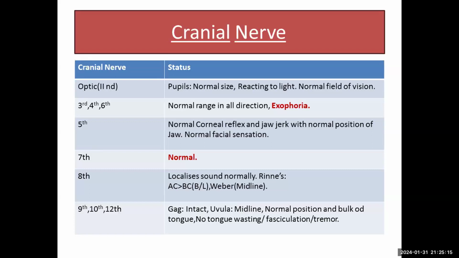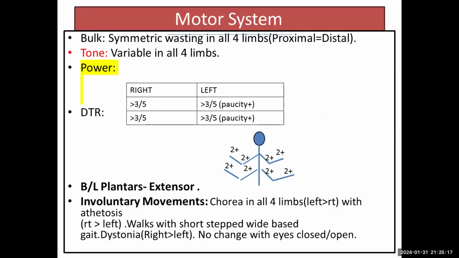On examination of the motor system, the muscle bulk showed symmetrical wasting in all 4 limbs, proximal equal to distal. Tone was variable in all 4 limbs. Power was more than 3/5 on the right side. On the left side, although it was also more than 3/5, there were positive movements. DTR was normal in all 4 limbs, and bilateral plantars were extensor.